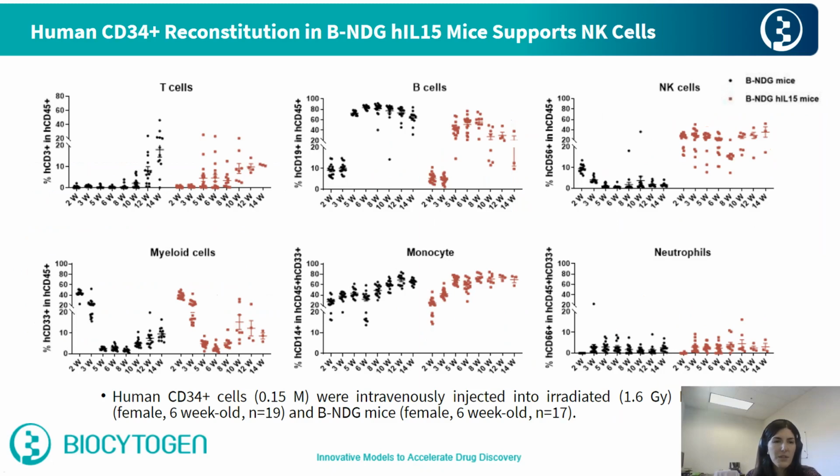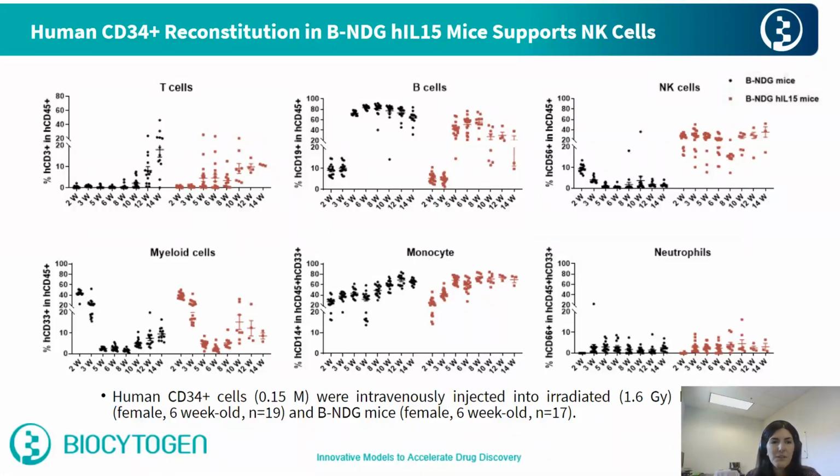While PBMC or NK reconstitution in these mice can be a useful tool for NK and T cell based experiments, as reconstitution is often biased toward T cells with PBMC engraftment, CD34 positive engraftment can also provide other immune cell types that may be of interest.